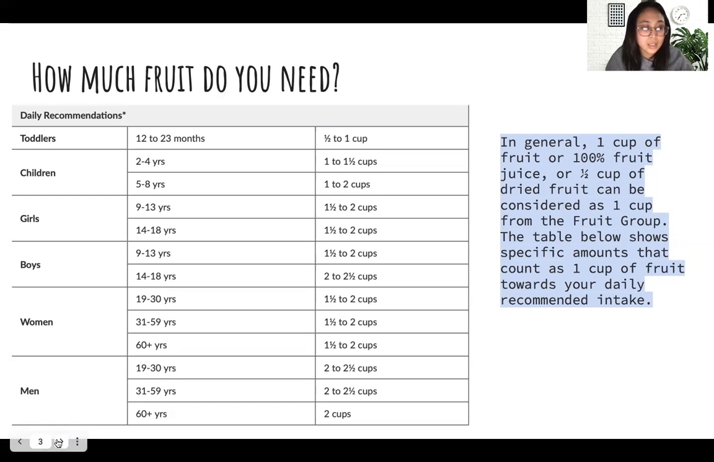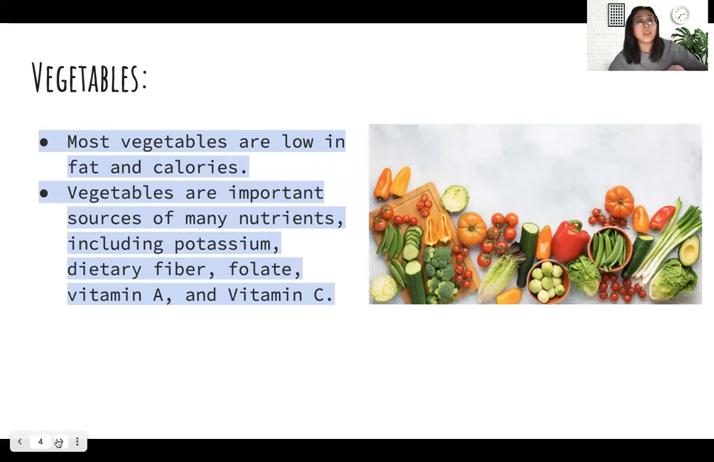And then next is vegetables. It's the same thing as fruits. Most vegetables are low in fat and calories and are important sources of many nutrients such as potassium, dietary fiber, folate, vitamin A, and vitamin C. So both fruits and vegetables are excellent sources of dietary fiber, which can help to maintain a healthy gut.